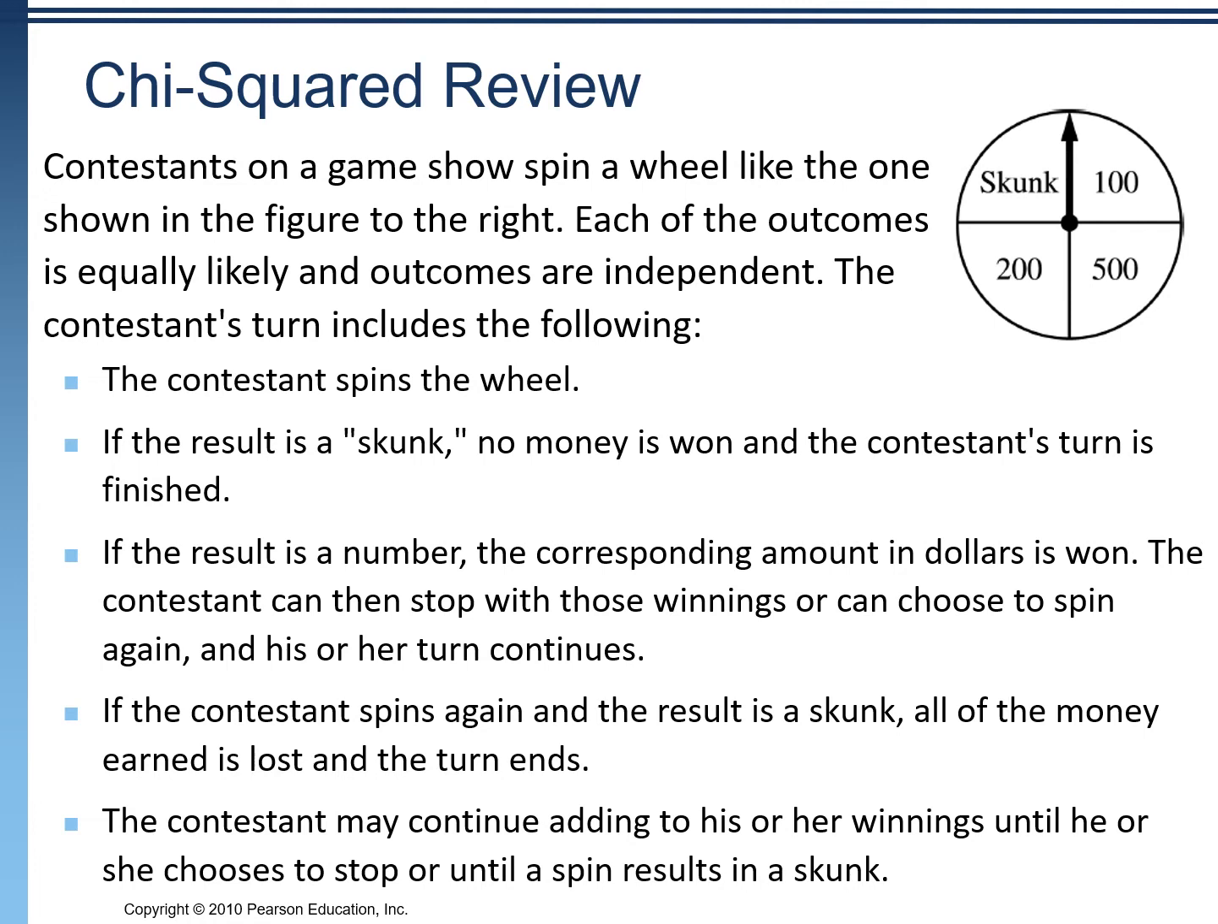If he gets skunk, he doesn't win any money. The contestant's turn is finished. If he gets a number, that's how much money he's won. At that point, he can either stop and take those winnings, or he can spin another time. The same thing happens with the note that if a skunk comes up, he loses all of his money and his turn ends. If he keeps spinning numbers, he keeps adding on to the amount until he either chooses to stop or he spins and gets a skunk.